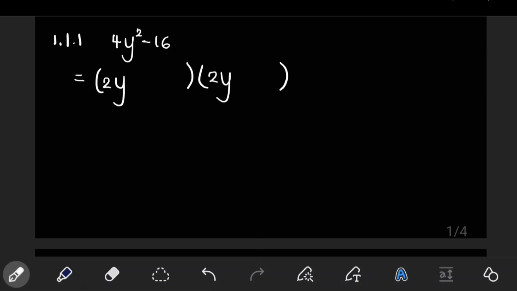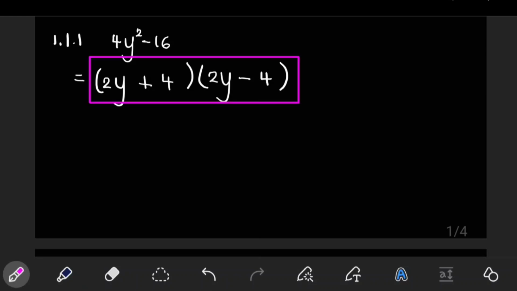So 2y times 2y gives you 4y squared. Then, where we have 16, we know that the square root of 16 is 4. So in our brackets, we're going to fill in 4 and 4. And remember that with difference of two squares, one bracket gets a plus, the other bracket gets a minus. So that is the answer.